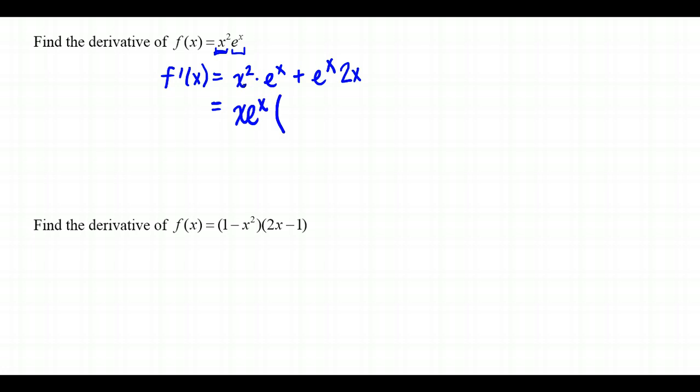Alright, so what's left over? Now on the left side, I took out one of these x's and this e to the x. So 1x is left. Plus, over here I took out the x and the e to the x, so the only thing left is 2.